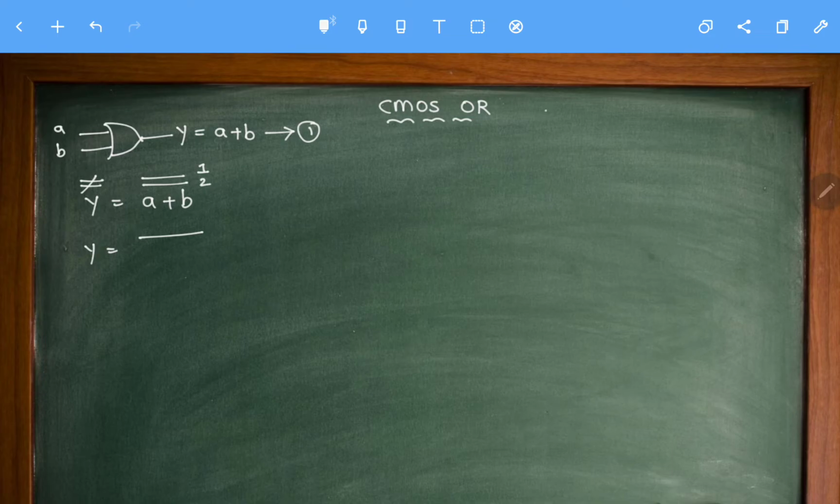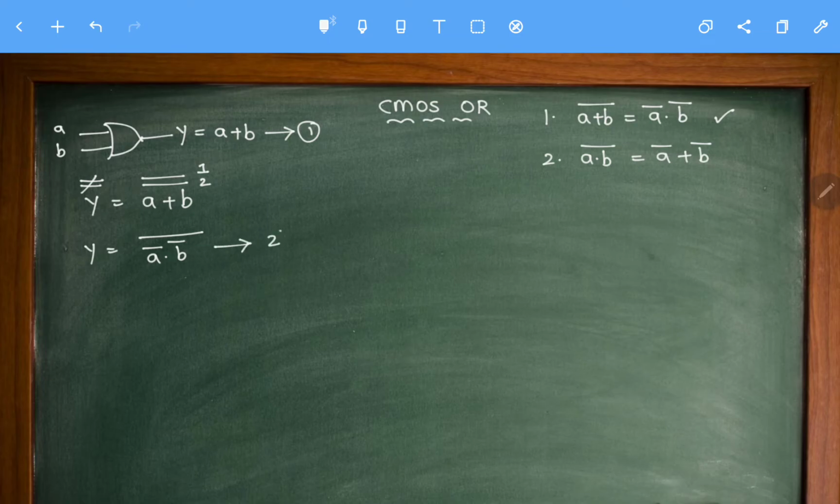So we know that the two De Morgan's laws are A plus B whole bar can be written as A bar dot B bar. Next one is A dot B whole bar can be written as A bar plus B bar. Now if you observe here, the second bar and A plus B is in the form of A plus B whole bar. So A plus B whole bar can be written as A bar dot B bar. So this is the correct Boolean expression to draw the CMOS schematic.